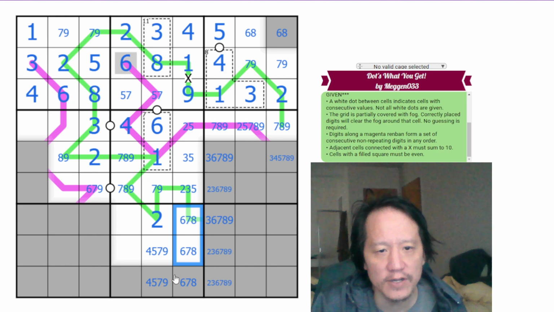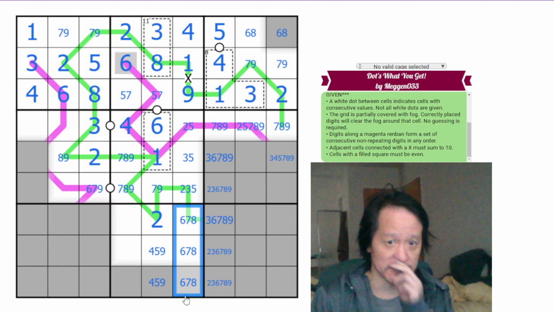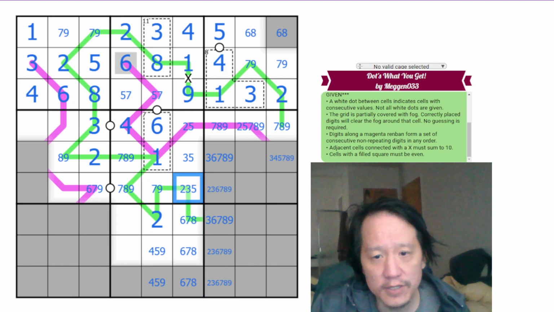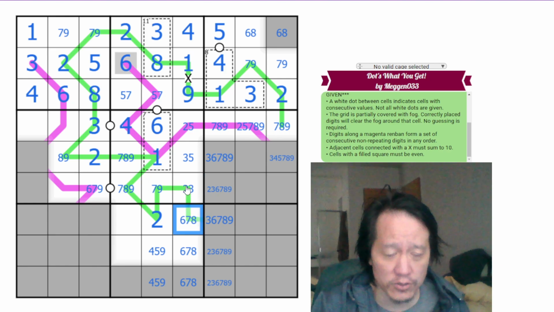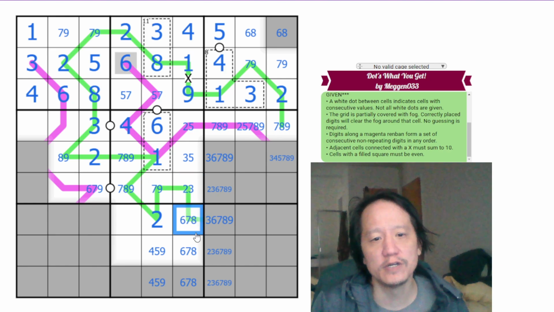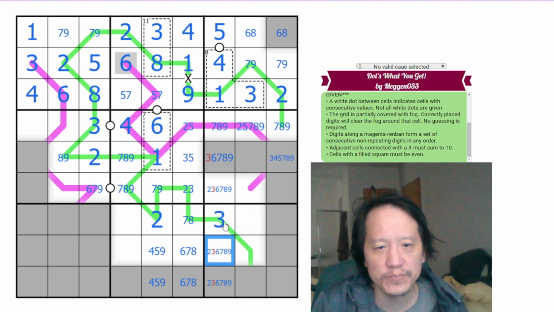We have 6, 7, 8 here. So this cannot be 7 because the 7's there. This can't have a 5. So this is 2 or 3. The 6 can only be next to a 1 on a German whisper line, so this can't be 6. This can't be 1. It cannot be 2. And it can't be 4, so it has to be 3.